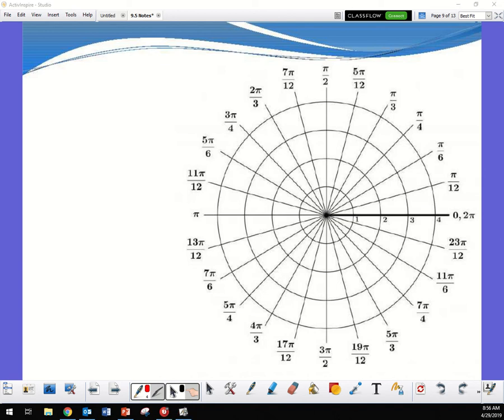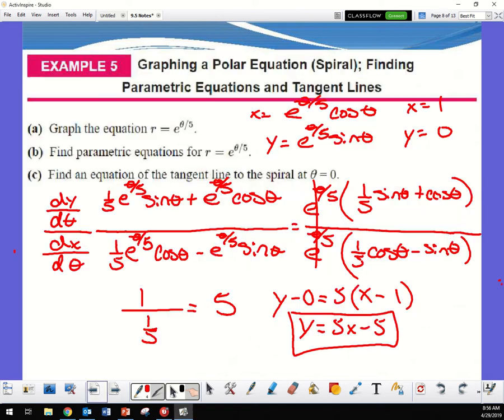Okay, so this is 9.5. We're finishing up the notes. For these problems, we finished this problem right here where we went through and found the tangent of this polar equation. So we found the equation, then we get a tangent line, a straight line.